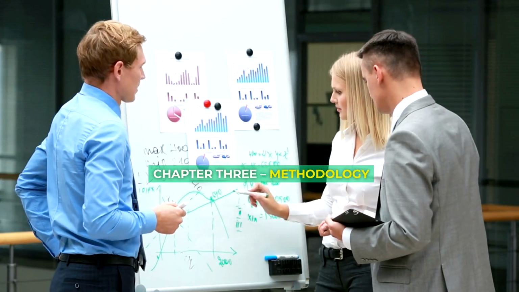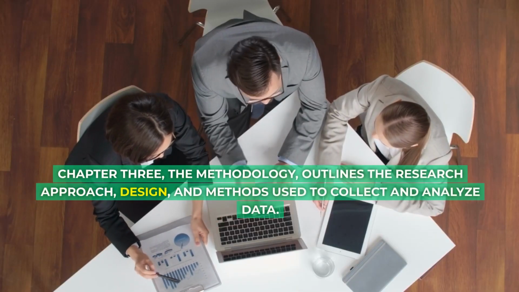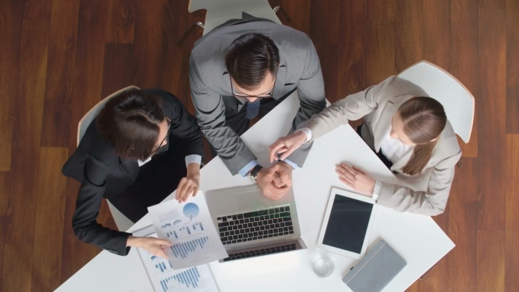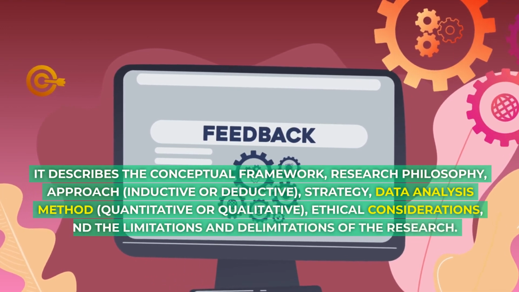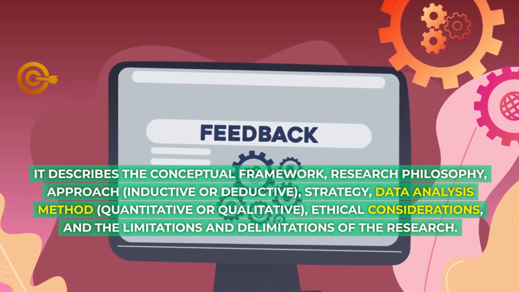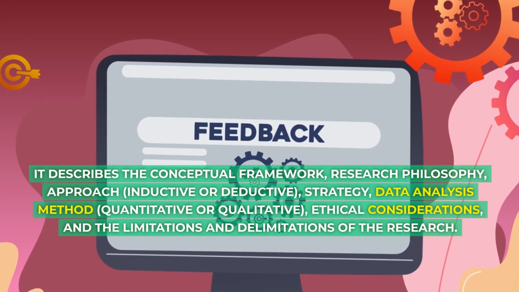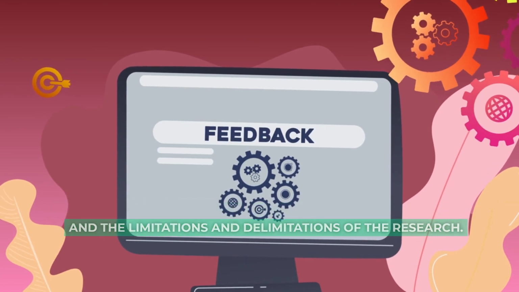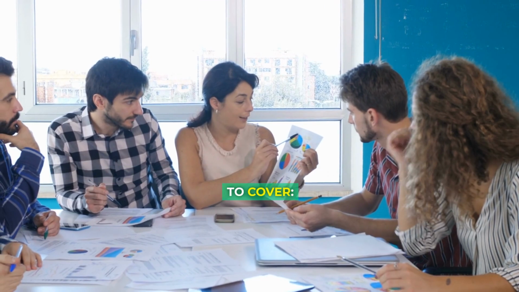Chapter 3, Methodology. Chapter 3, the methodology, outlines the research approach, design, and methods used to collect and analyze data. It describes the conceptual framework, research philosophy, approach (inductive or deductive), strategy, data analysis method (quantitative or qualitative), ethical considerations, and the limitations and delimitations of the research. Moving on to the methodology chapter, here's what you need to cover.